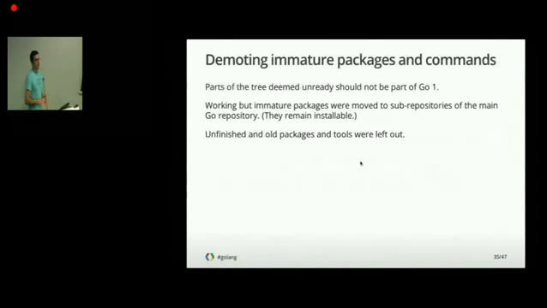We also cut a lot out. So there were parts of the standard library that we weren't happy with or that we felt were too immature. And so the packages that worked, but we thought were immature, we moved into sub-repositories of the main Go repository. They're still installable with the Go tool, but they're just not in the Go core, and so we don't have to be part of the compatibility guarantees that we made. And the unfinished and old packages were just left out entirely and not part of the release.